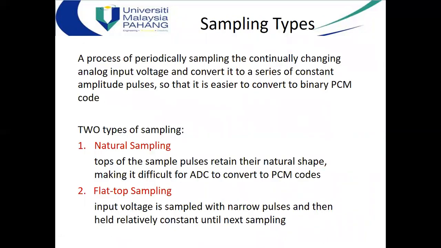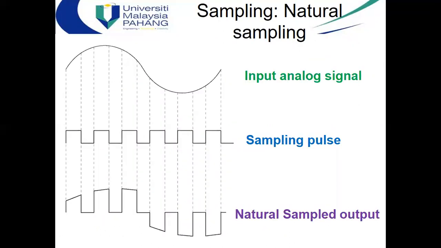So there are two types of sampling: natural sampling and flat top sampling. Natural just captures the signal as it is, while flat top cuts off some part of the signal to make the top flat. Let us see in terms of example. This is the continuous information signal. This is the clock frequency when we are capturing the signal. Actually, what is shown here is a longer period, but it will be very, very tiny. So for this, the signal is like that.